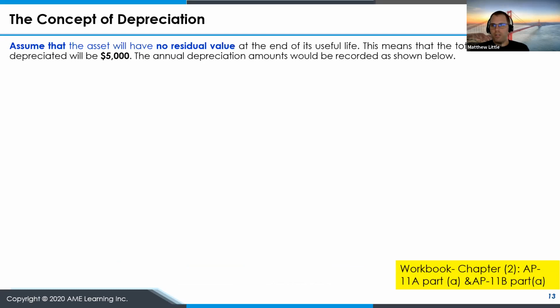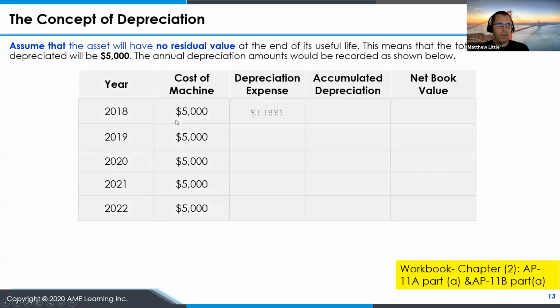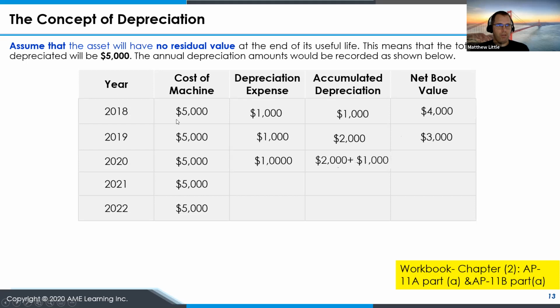Now, let's assume that the asset has no residual value. This means that the total amount to depreciate is the full $5,000. In this case, our depreciation per year would be $1,000.